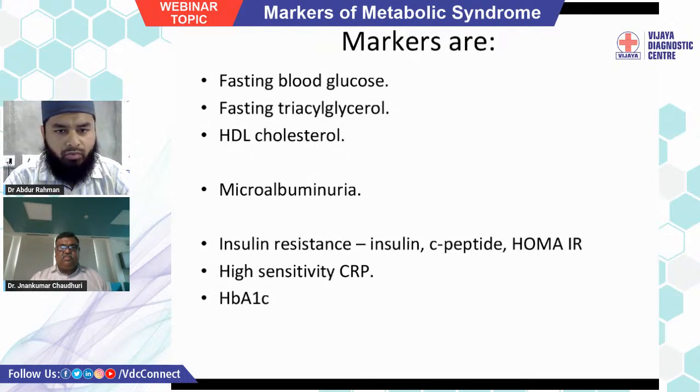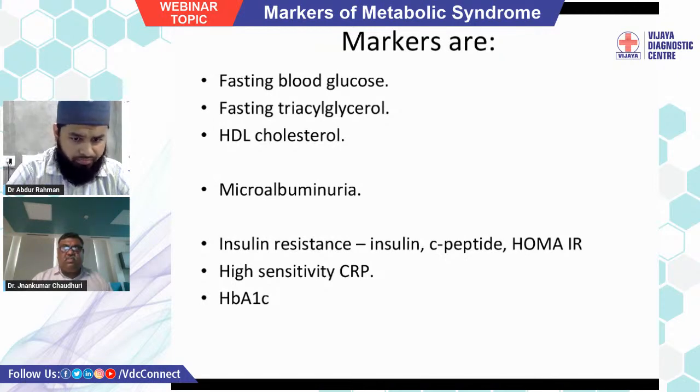Insulin resistance we can find out with the help of fasting insulin levels, fasting blood glucose levels, calculating the HOMA-IR index, and also C-peptide. Then HSCRP, high sensitivity CRP, is a very good marker for cardiovascular disorders. For a patient having a cardiovascular disorder or metabolic syndrome, quantitative CRP as well as high sensitive CRP can be used. For a patient having diabetes or hyperglycemia, we can use HbA1c.